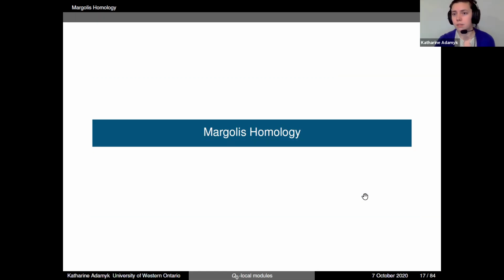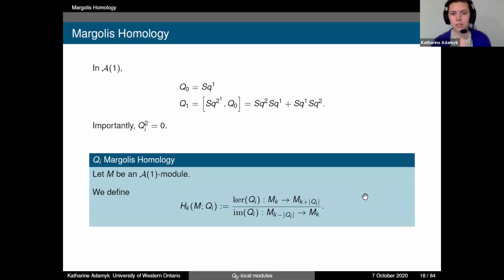One really powerful invariant we have working in the stable category is Margolis homology. So there's a much broader context in which you can define Margolis homology, but I'm just going to focus on these elements Q0 and Q1 in A1. So what are these elements? Well, Q0 is just Sq1, and then Q1 is Sq2 Sq1 plus Sq1 Sq2.